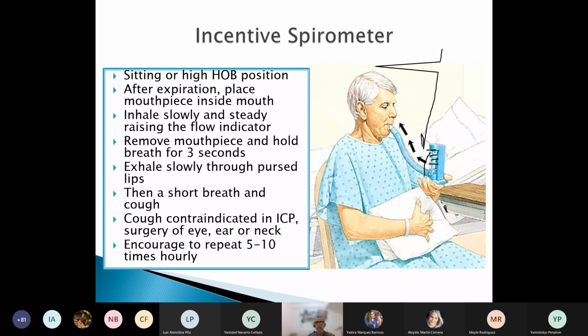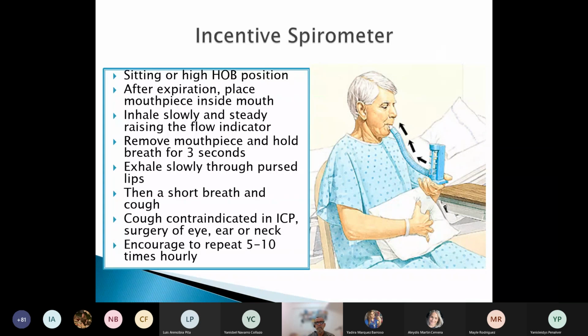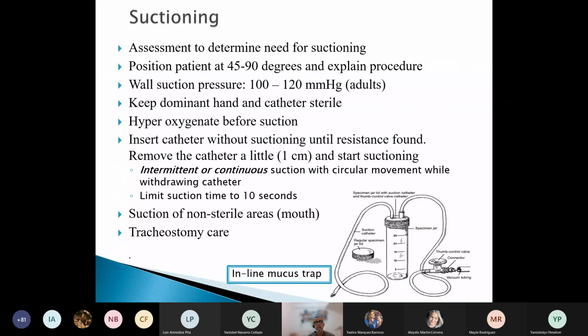Frequently tested: how frequently should a patient do that? 5 to 10 times per hour is tested. 5 to 10 times per hour. That's it. This is what you need to know about the incentive spirometer. When I ask my students how to use this, many say to ask the patient to blow, and that is incorrect. If you have this option and you mark it, you have the answer wrong. The patient breathes in.